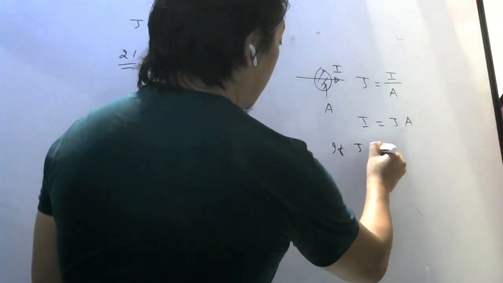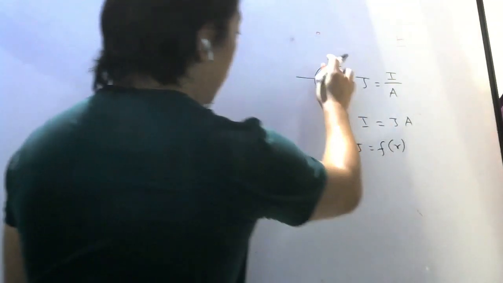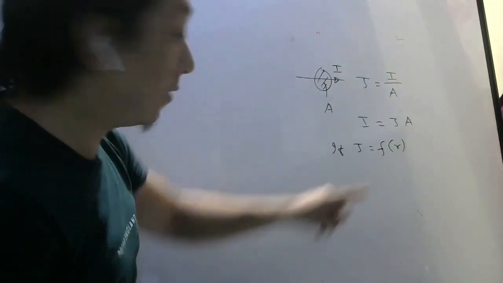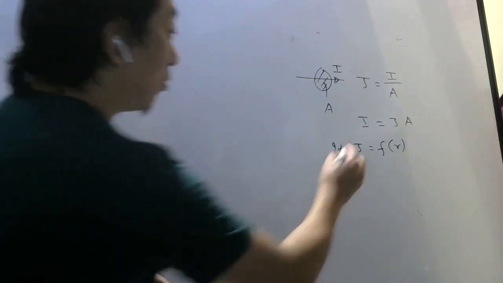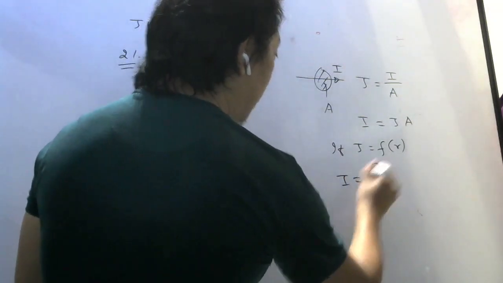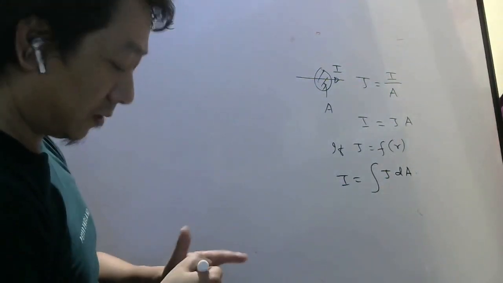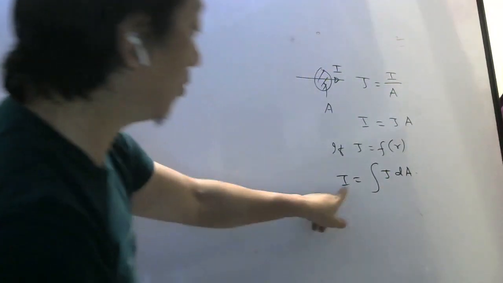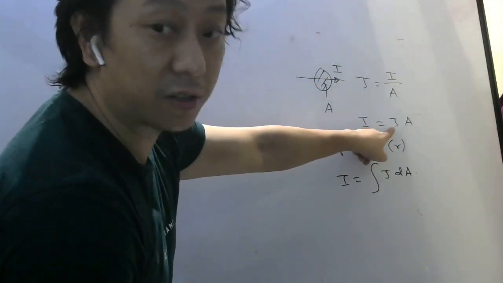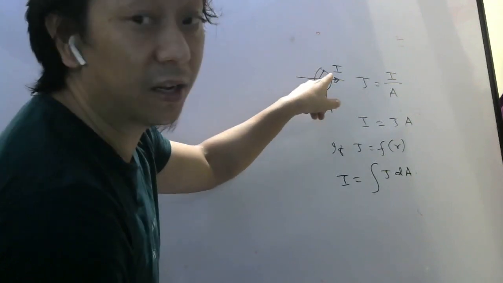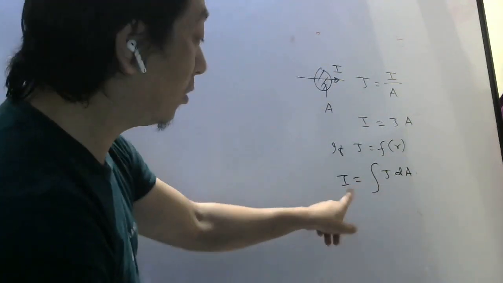But if your J is a function of distance, so from point to point on this area the J is changing, then how to find current? You have to integrate J dA. If you remember the theory class, that time also I told you that if J is not constant, then first you have to find small current through a small area, then you have to integrate to find the total current. So remember this concept.